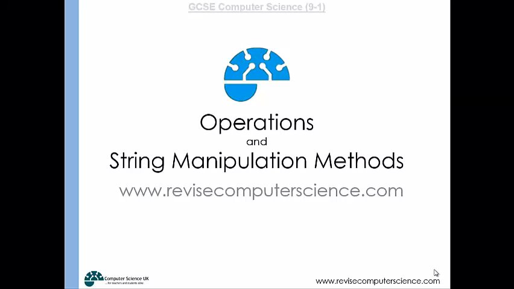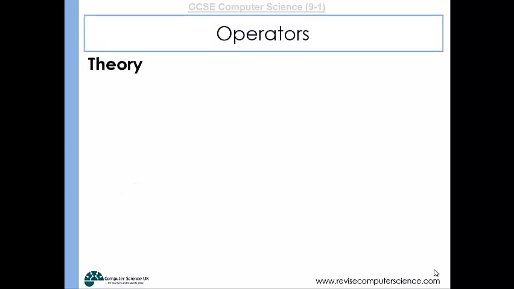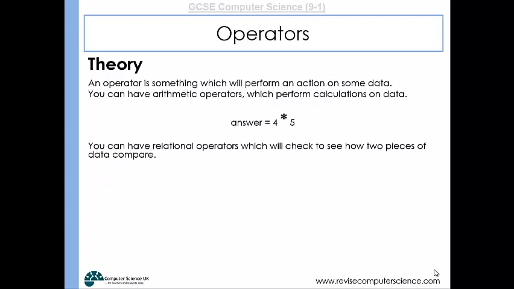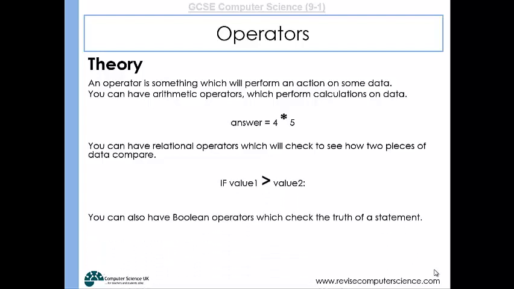This video will look at operations that you have within a programming language and also some common string manipulation methods. So an operator is something that will perform an action on some data. You could have arithmetic operations which perform calculations on data. You could have relational operators which will check to see how two pieces of data might compare. And you can have Boolean operators to check the truth of a statement.